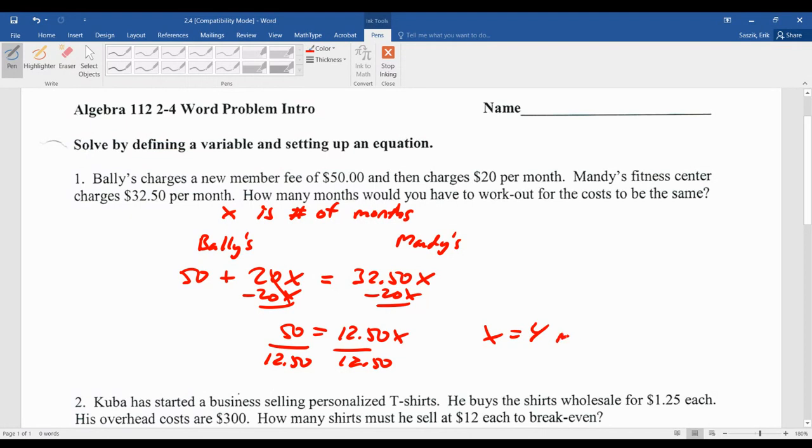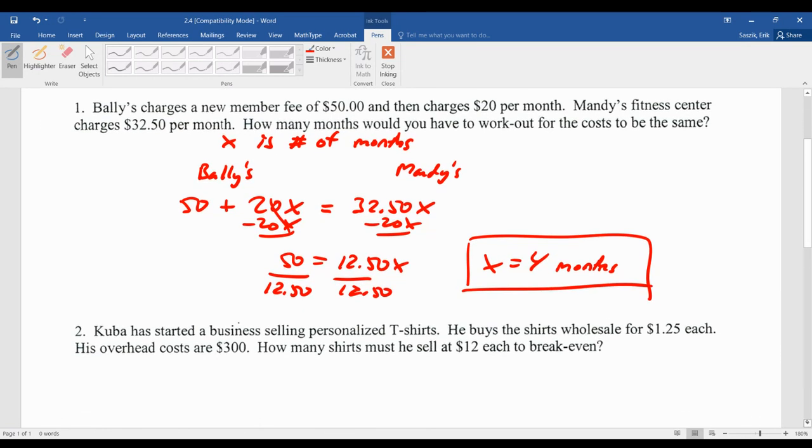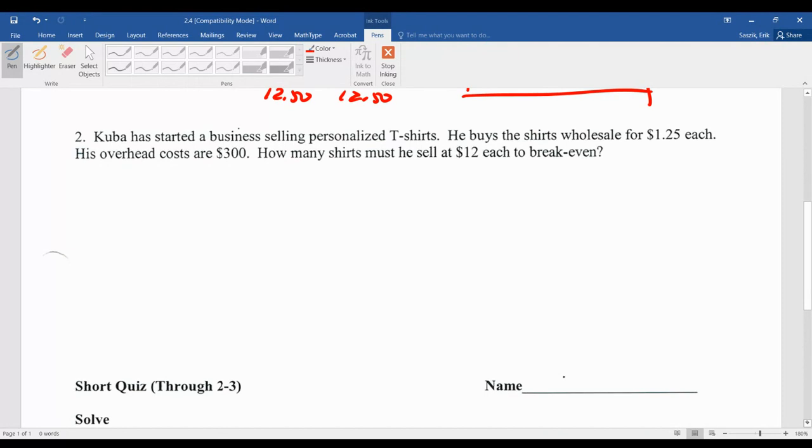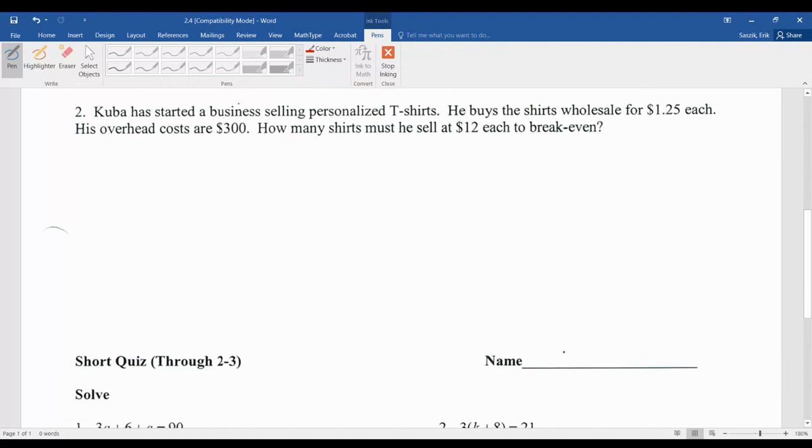Now remember, that's 4 months. That means if you were to work out for 4 months exactly, it wouldn't matter which fitness center you would go to. The charge would be exactly the same. Okay? Would be exactly the same. This next one is called a break-even problem. Okay? It's a break-even problem.